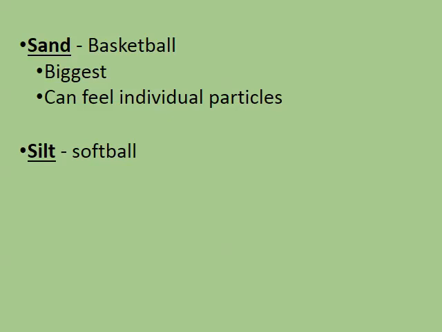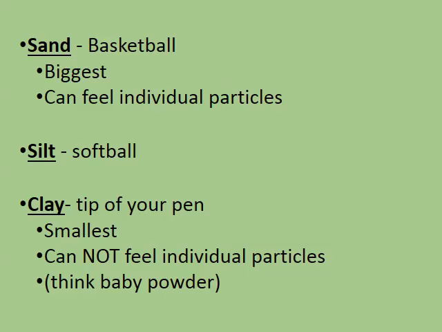Silt is usually darker, it's alluviated from rivers and stuff like that. And then last but not least, you have clay. So if your sand is your basketball, your silt is your softball, your clay is the tip of your pen or your pencil versus a basketball of sand. Clay is the tiniest. You cannot feel the individual particles. It feels like baby powder. If there's any grittiness in clay, it's clay particles that are clumped together, or there may be some other textures in it as well.